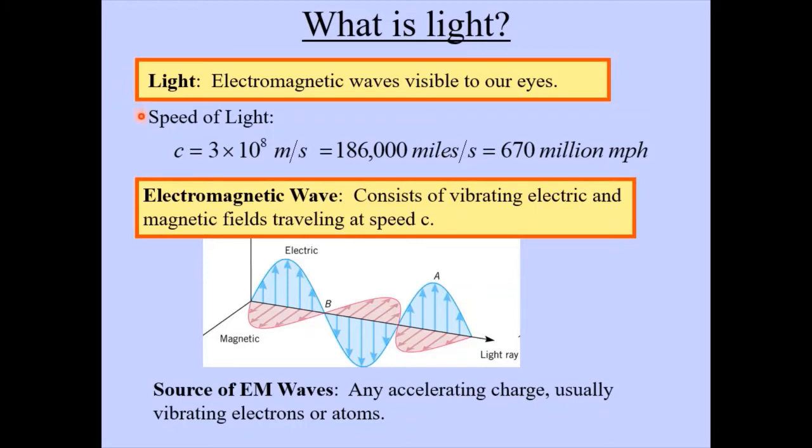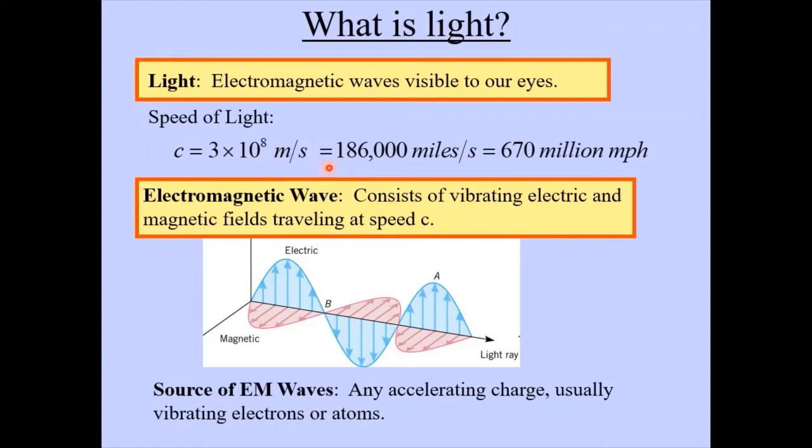Now, light travels at the fastest speed possible of anything in the universe. And this is a very special speed. It's called the speed of light, and the speed of light is designated with the letter c. The value of c is 3 times 10 to the 8th meters per second. So that's 300 million meters per second.